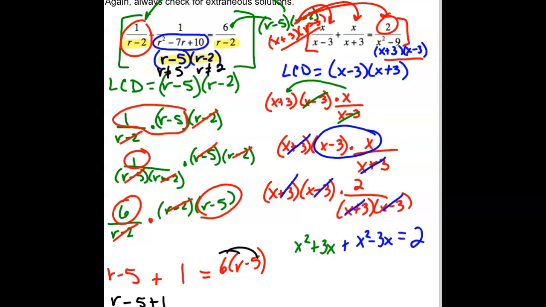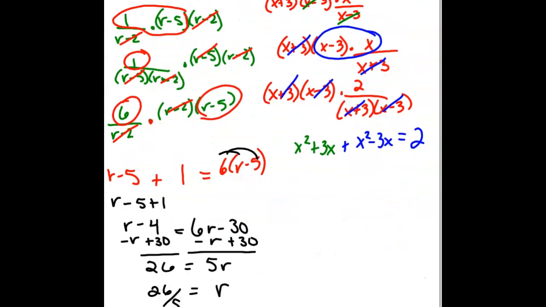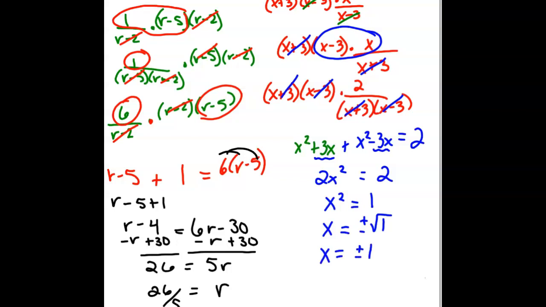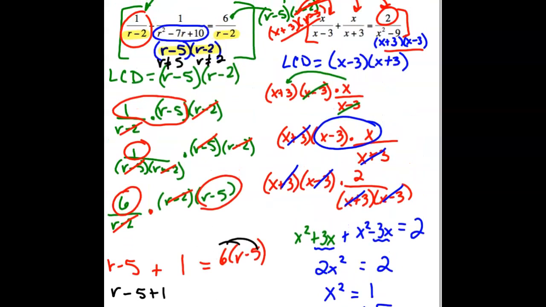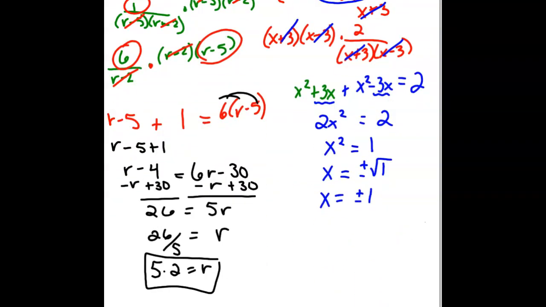All right. So we end up with this equation. Simplifying the left side, x squared plus x squared would be 2x squared. The 3x and the minus 3x are going to cancel each other out. So 2x squared equals 2. I'm going to divide out the 2, so x squared would be 1. And remember that when we square root, we need plus minus. The square root of 1 is just 1, so x is going to equal plus and minus 1. My only domain restrictions were that x cannot equal a 3 or a negative 3. I'm getting 1 and negative 1, so both of these answers should work.